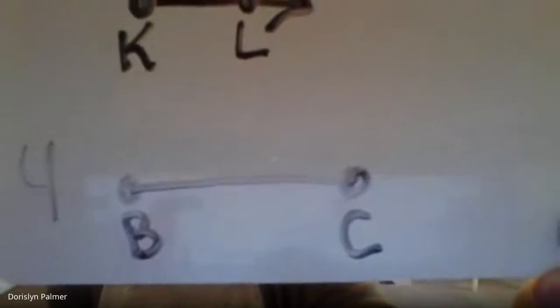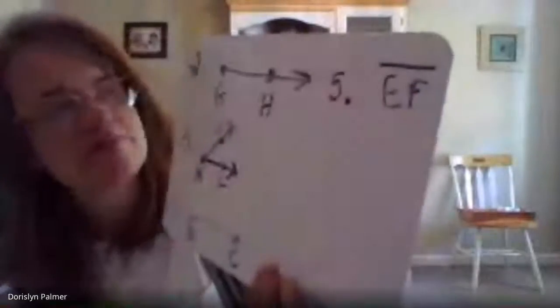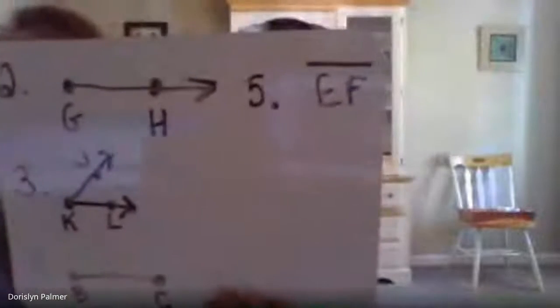Number five, name a line segment. David N., name a line segment. There's more than one answer, but just give me one line segment. What are you going to say? EF. That's the same one the book gave me. Line segment EF. That's a line segment. All right, so you have to put that symbol above it for line segment.